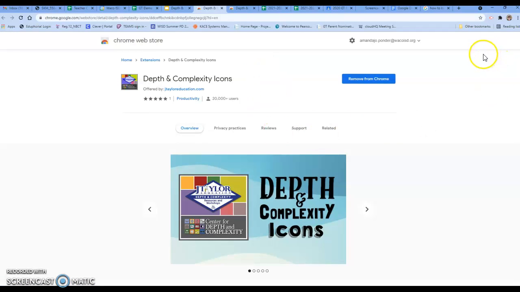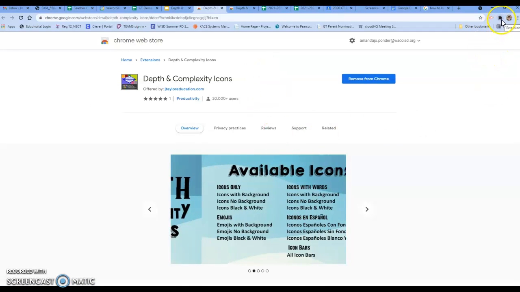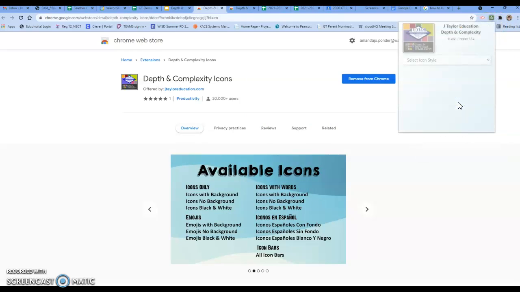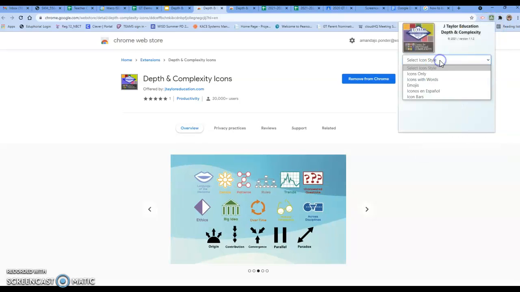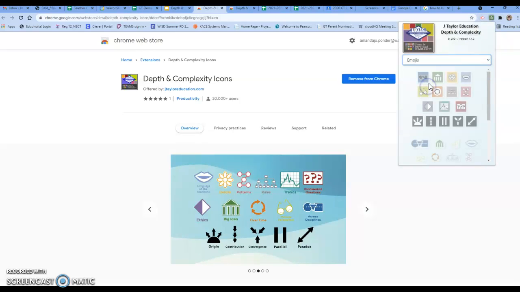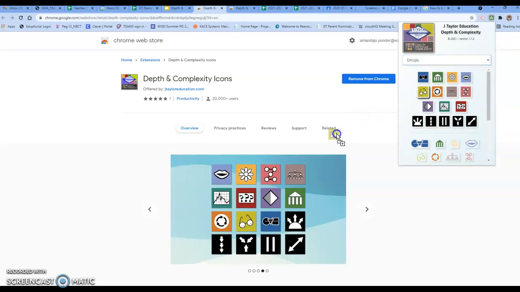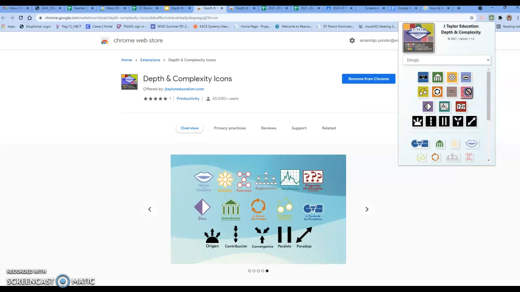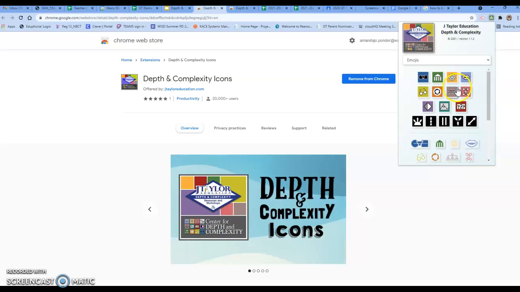I've already downloaded it, and so what that means is if I click on my puzzle piece up here for extensions, it will open up my depth and complexity icons. So I'm going to set mine up as, why not, emojis. And so what this allows me to do is if I had my lesson plans open, I could just drag and drop the icons down there where I need them to be. All right, and so this kind of takes away the fuss of copy, cutting, pasting, resizing, all of that nonsense. It makes it a lot easier to just drag and drop into your lesson plans.